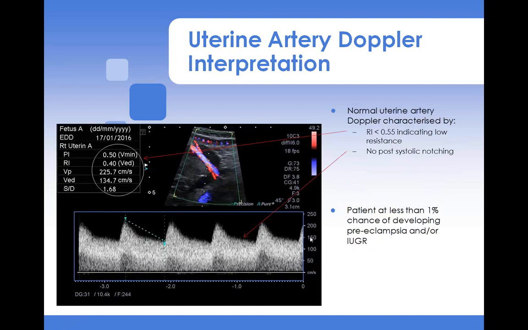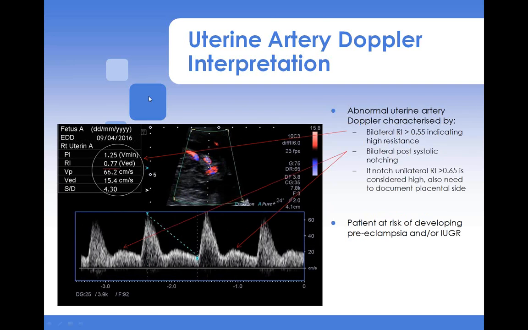So how do we interpret the uterine artery Doppler? Well, a normal Doppler is characterized by an RI, which is the number you get when measuring between the systolic and diastolic flow. An RI less than 0.55 indicates low resistance, and there's no notch. And the patient that has a uterine artery Doppler with a waveform like this, low resistance, no notch, is at less than 1% chance of developing preeclampsia or IUGR later in the pregnancy.